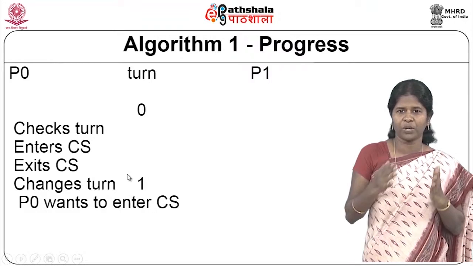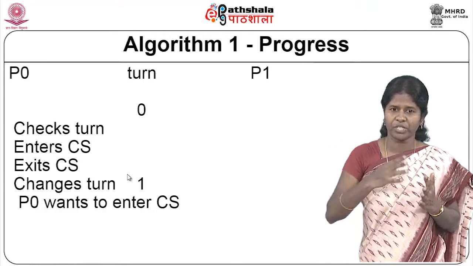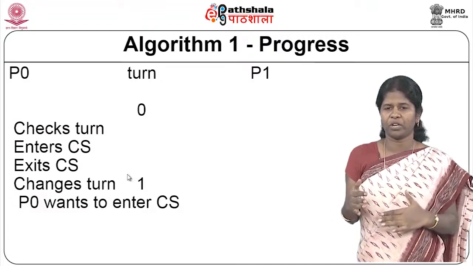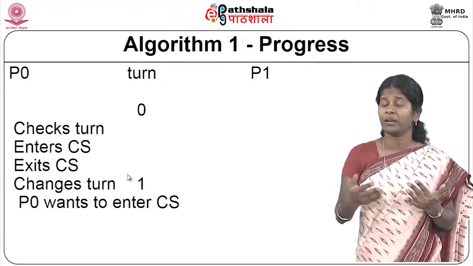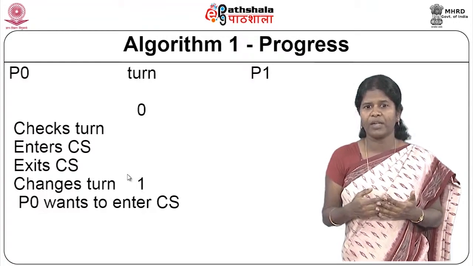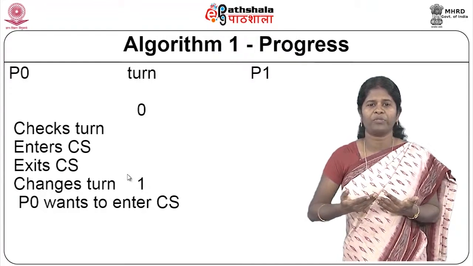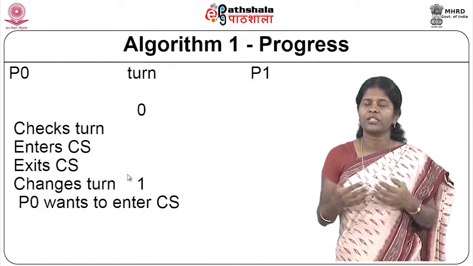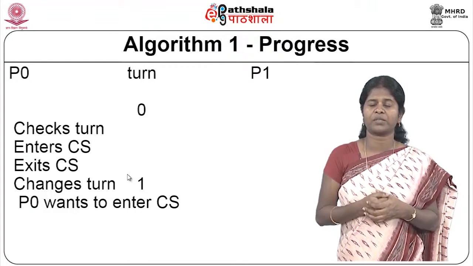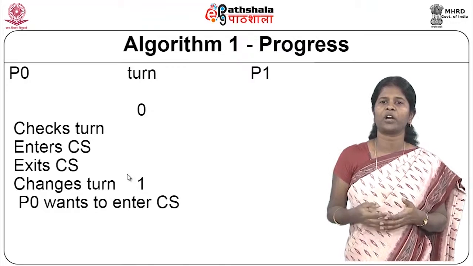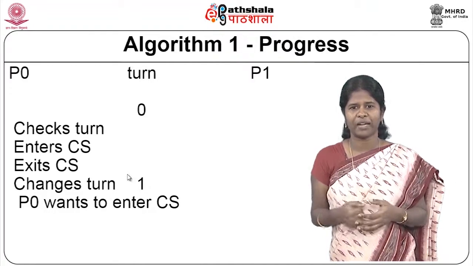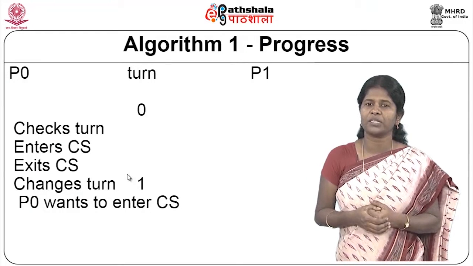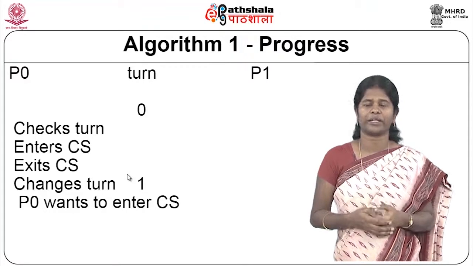So here you find that the solution has given a strict alternation between P0 and P1. If P0 enters first, P1 has to enter second, and only then P0 can enter, and then P1 can enter, and so on. So if P1 does not want to enter the critical section, then P0 cannot enter the critical section the next time. So we find that progress is not satisfied. After P0 had requested to enter the critical section, it is not allowed to enter, or it is made to wait indefinitely. Hence progress is not satisfied in this algorithm. So this algorithm satisfies mutual exclusion, but it does not satisfy progress. So this is not a complete solution to the critical section problem.